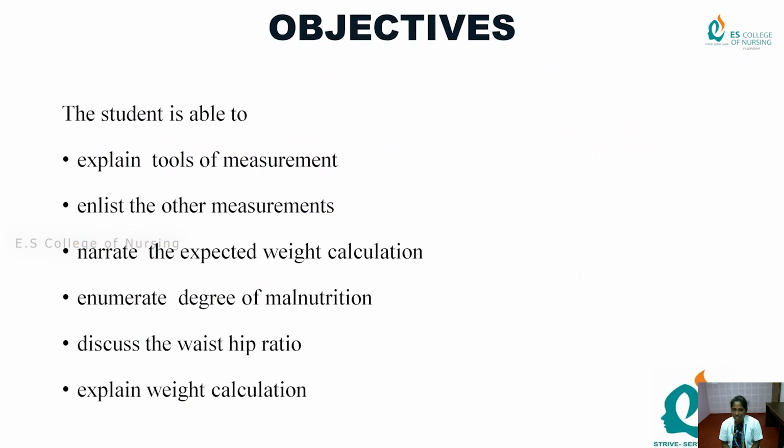At the end of the session, the student is able to explain tools of measurement, enlist the other measurements, narrate the expected weight calculation, enumerate degree of malnutrition, discuss the waist hip ratio, explain weight calculation. These are all the objectives we are going to discuss today.